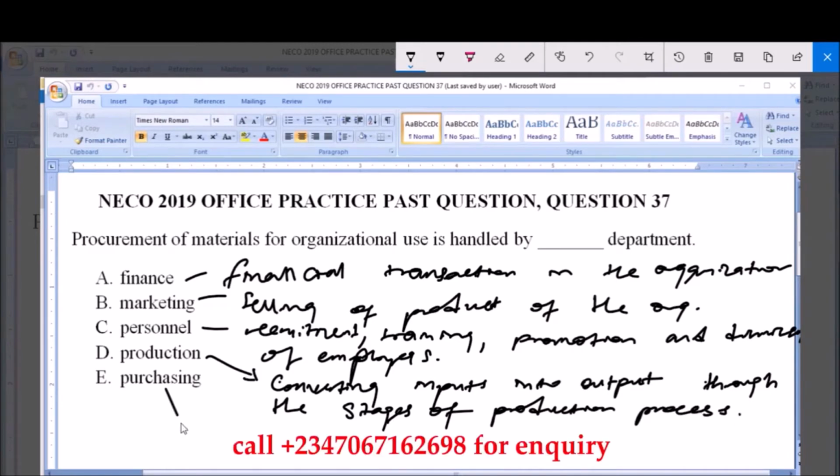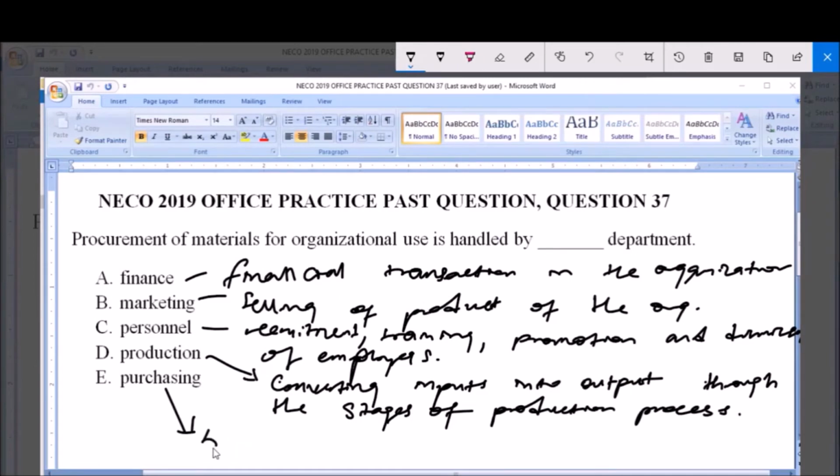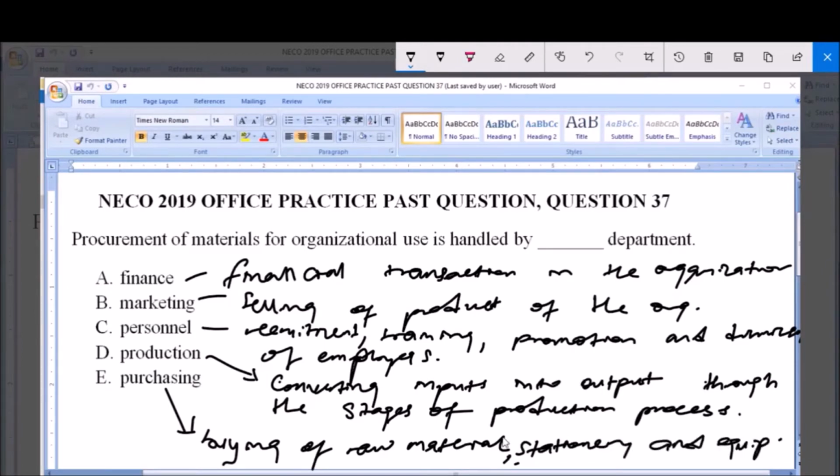Now, E says purchasing department. Now, purchasing department is the department responsible for buying. They're responsible for the buying or purchasing of raw materials, stationery, and equipment for the organization. So therefore, the answer to this question is option E, purchasing department, because their sole responsibility is to procure or to purchase materials for organizational use. And that is the purchasing department, option E.